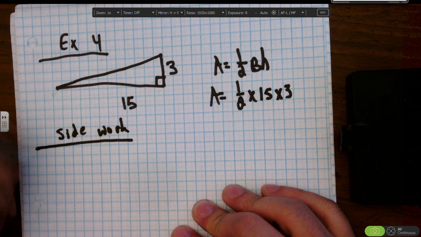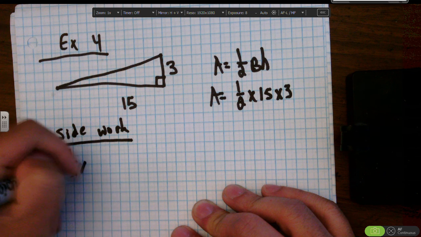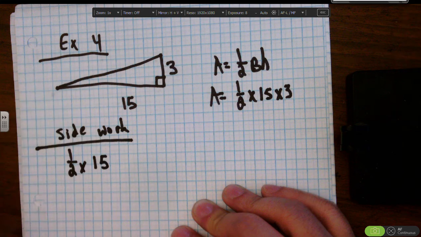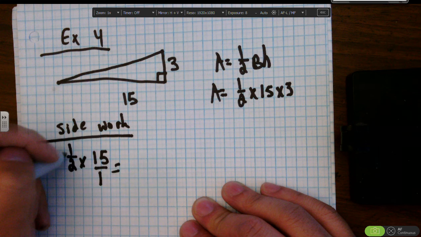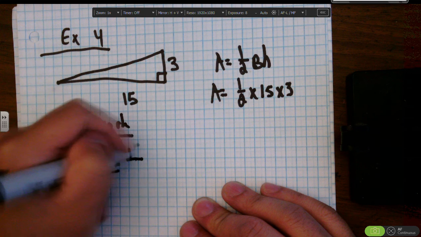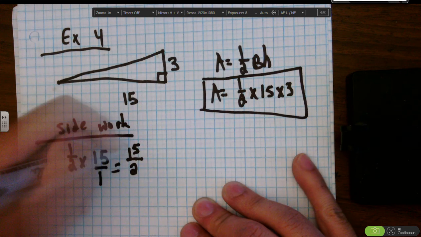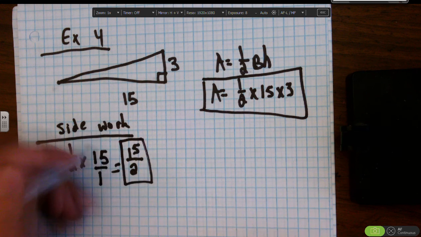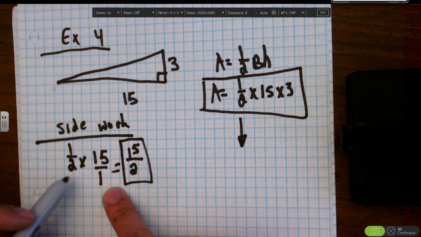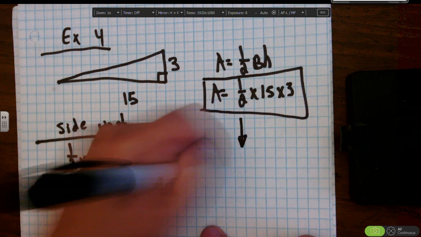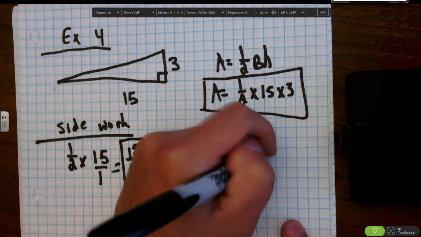With my side work, I've got half times 15. Now, I've got to turn 15 into a fraction, so I'll do 15 over 1. So 1/2 times 15 over 1, I'm going to get 15 over 2. So what I'm going to do is this. I finished with the 1/2 times 15, and I'll put the answer right here, 15 over 2. So 15 over 2 times 3.